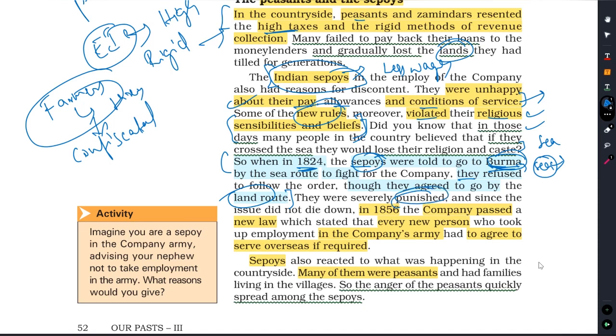These were some of the things done by the East India Company which angered society. And in 1856, the company passed a new law so that every new person who takes employment in the army should work anywhere, that means overseas also, if required.